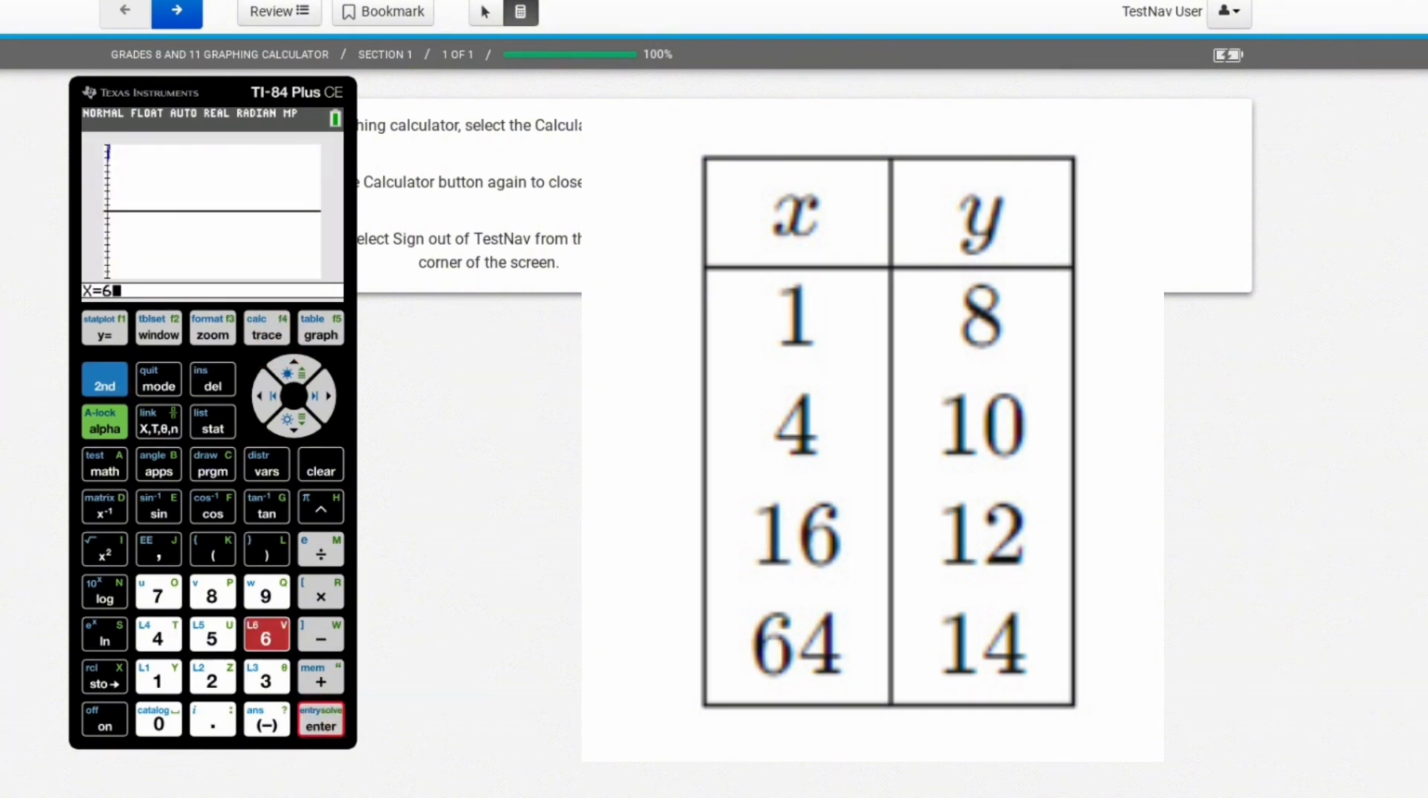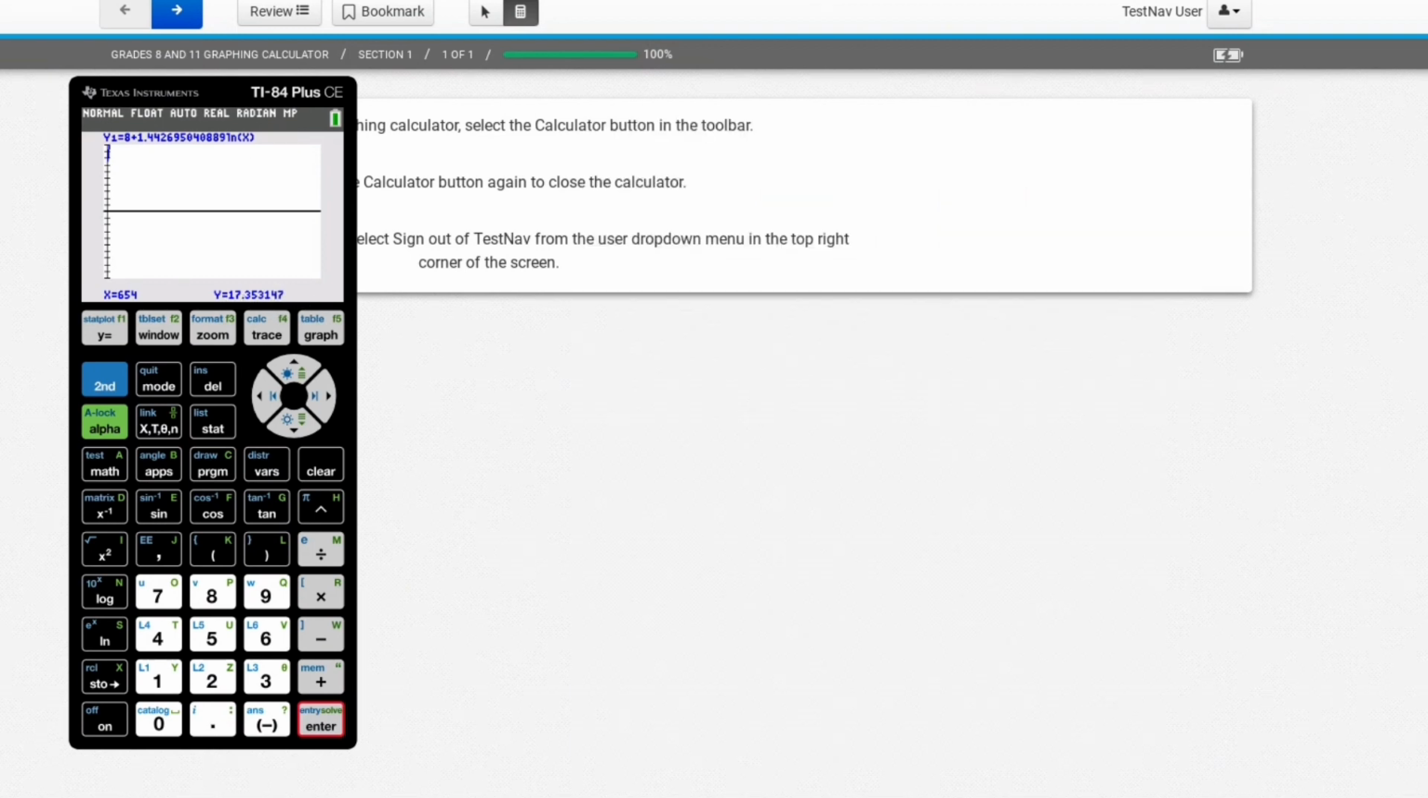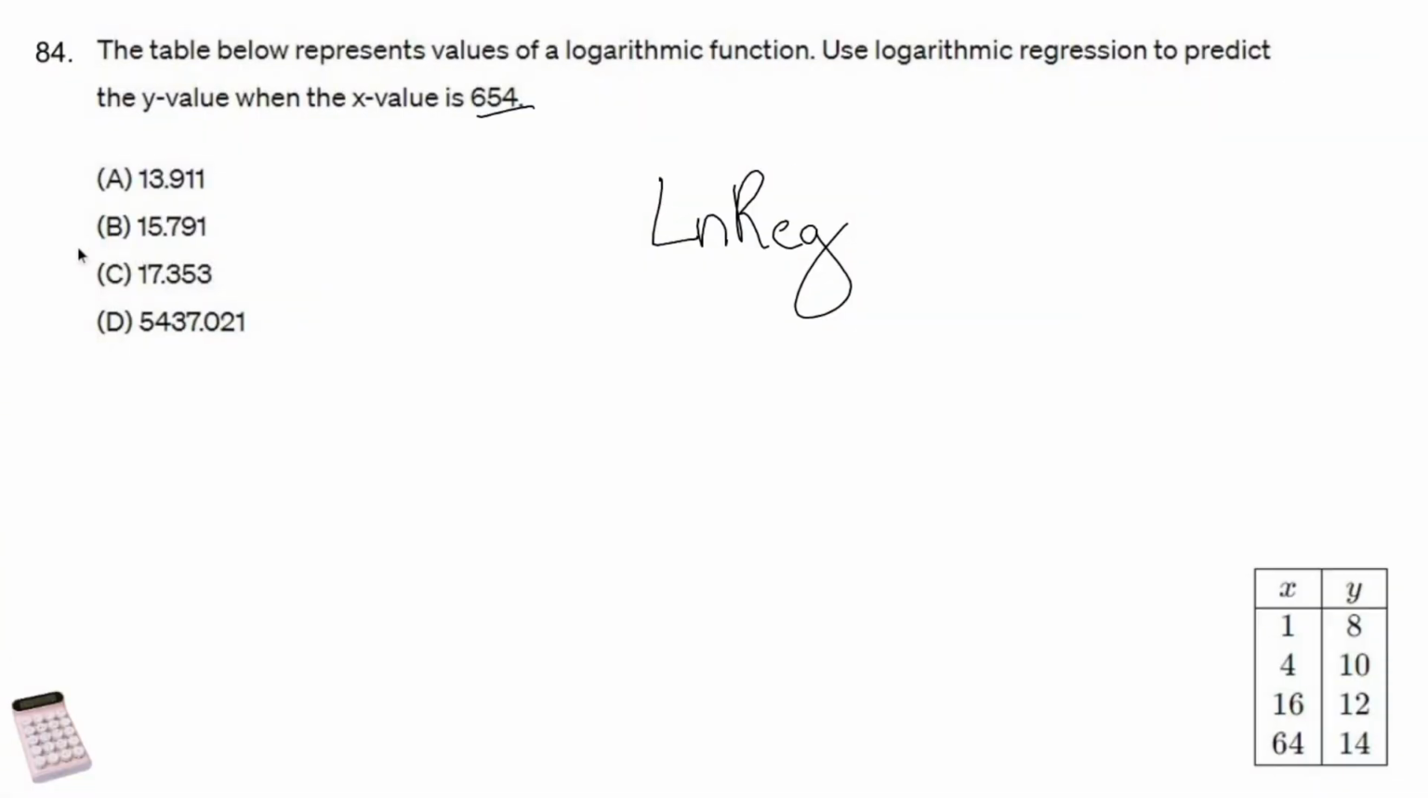Type that number, 654, hit enter, and I get 17.35. So that's what I'm going to get. I'm going to go back, select that answer, and I'll be done with it. 17.345.